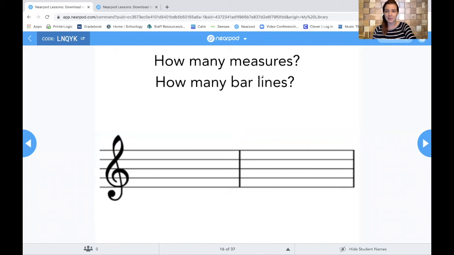Extra points for you if you can remember what this symbol means. It's called a treble clef, and it means that the notes that come after it are going to be on the higher end of the instrument rather than the lower end.